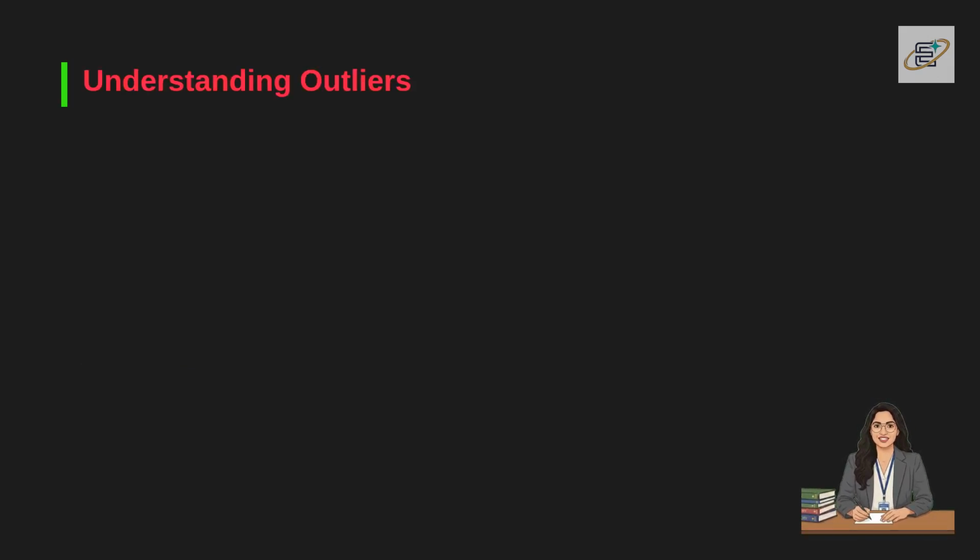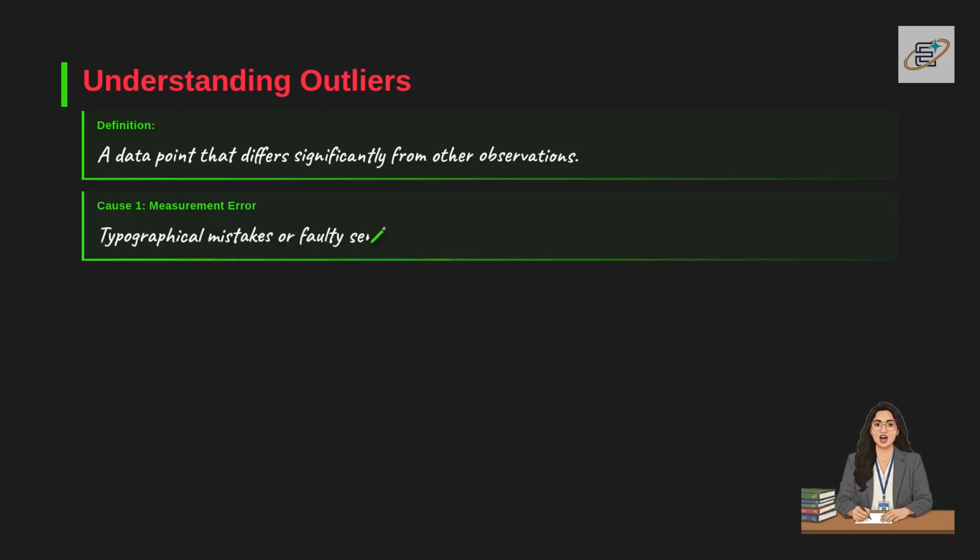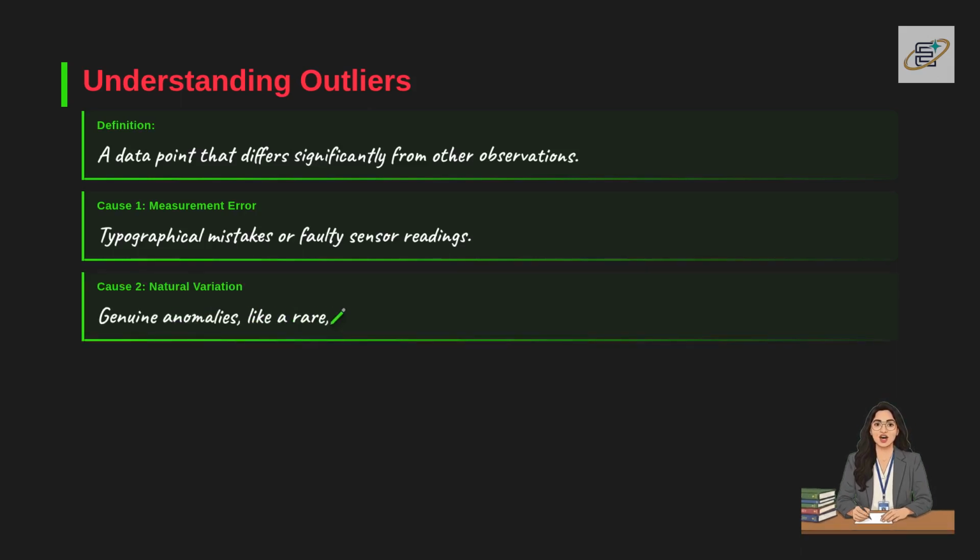We just saw how outliers can ruin an average, so let's formally define what they are and how you should handle them as an analyst. By definition, an outlier is simply a data point that differs significantly from other observations in your dataset. It is the dot on the graph that sits way outside the normal cluster. But where do they come from? Often, they are caused by measurement error. This could be a typographical mistake, like accidentally adding an extra zero to a salary, or a faulty sensor recording an impossible temperature. However, they can also be caused by natural variation. Sometimes, an outlier is a genuine anomaly, like a rare, exceptionally high-value purchase from a VIP client.